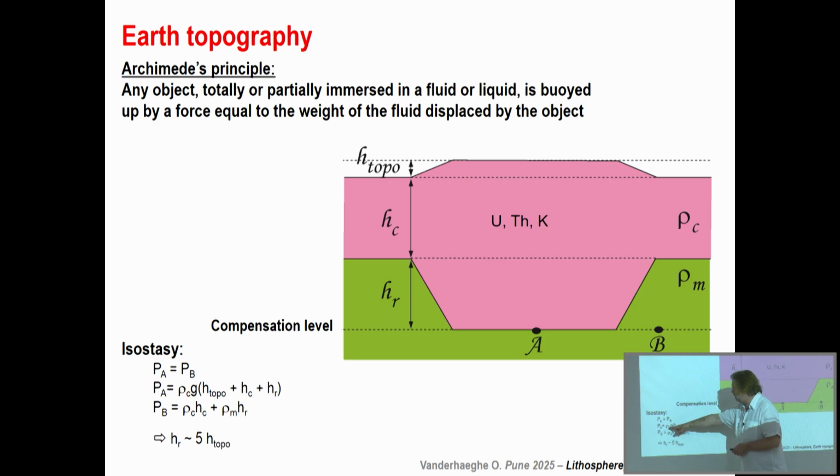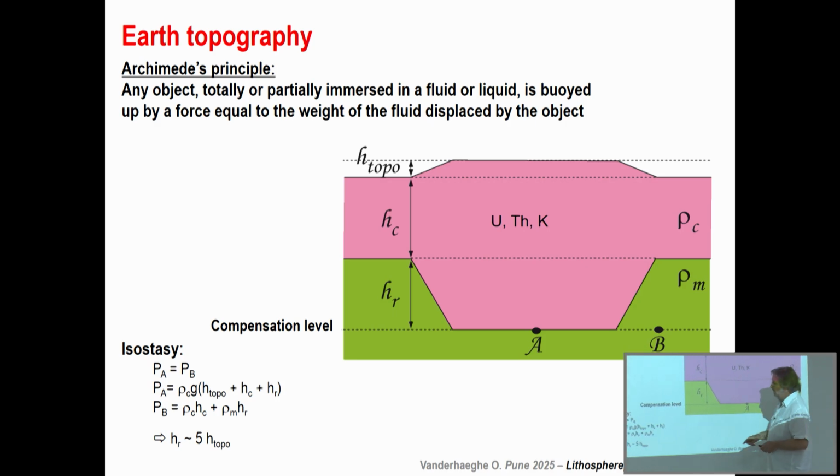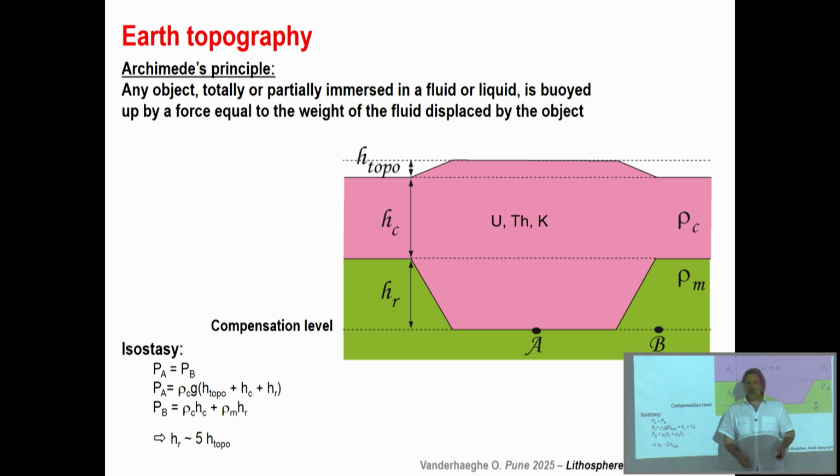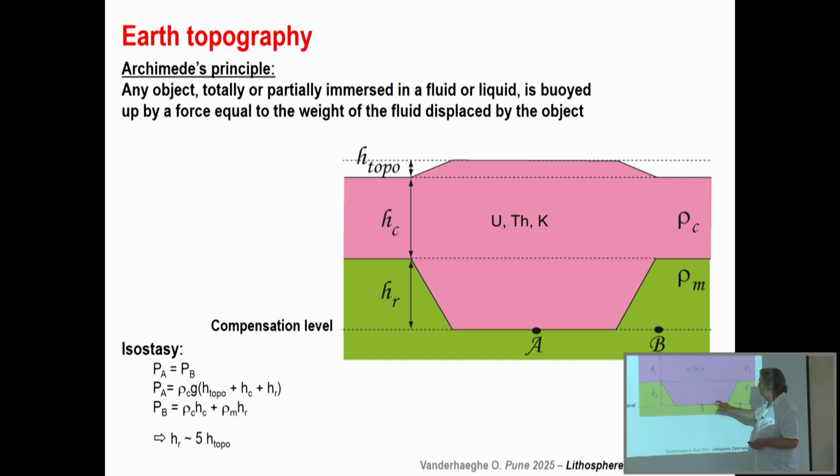That's also something we can calculate. PA, pressure in A, and pressure in B, considering the weight of the rock column, rho g h, and you can compute the thickness of the root compared to the thickness of the topography, taking a normal thickness crust as a reference.